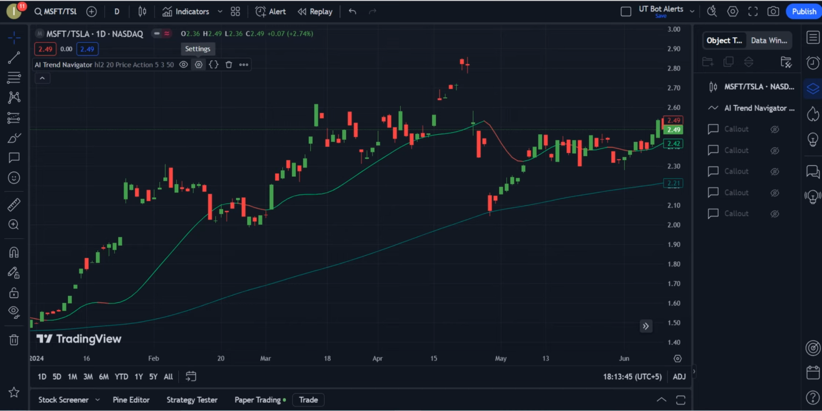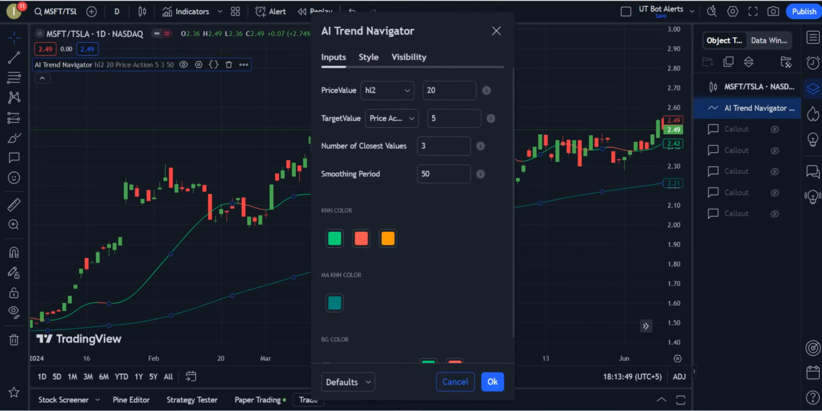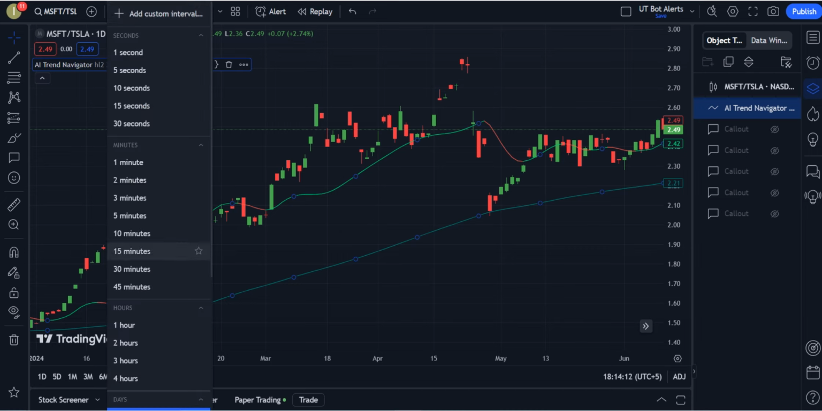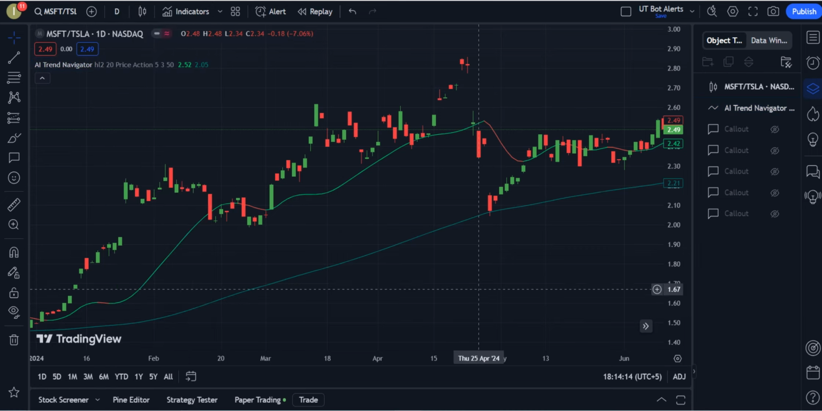So before we begin, let's modify the settings for this AI Trend Navigator indicator. For the price value, we'll put the number 20. The default setting was 5. I placed it to 20. This will be better in the long run. So let's enter 20 and press OK. And the custom time interval is 1 day.